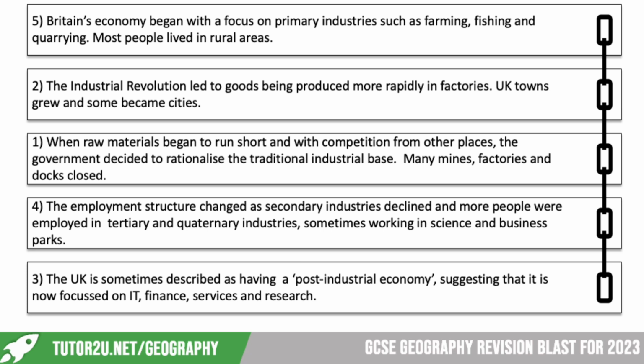The employment structure changed as secondary industries declined and more people were employed in tertiary and quaternary industries, sometimes working in science and business parks. The UK is sometimes described as having a post-industrial economy, suggesting that it is now focused on IT, finance, services and research. Now, if you got those in the correct order, well done.